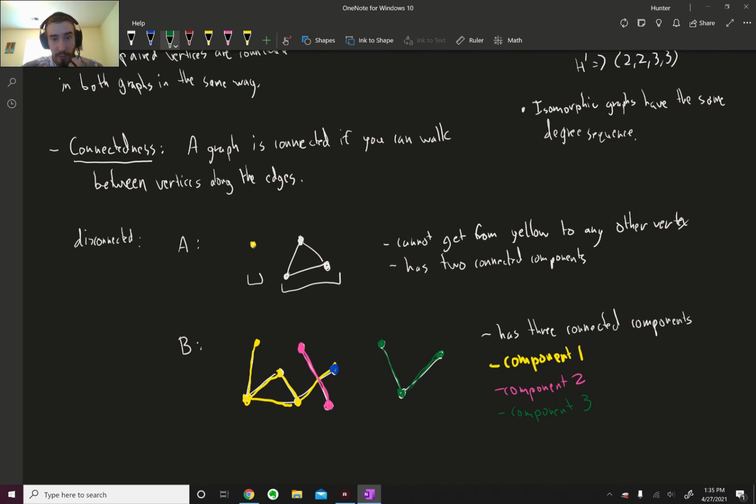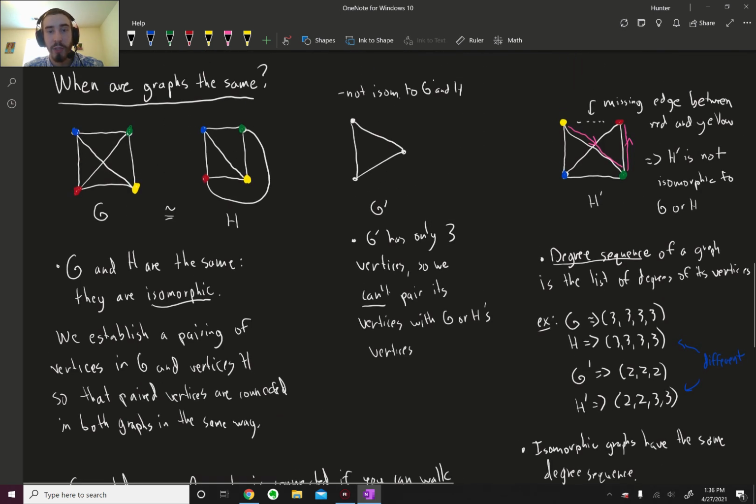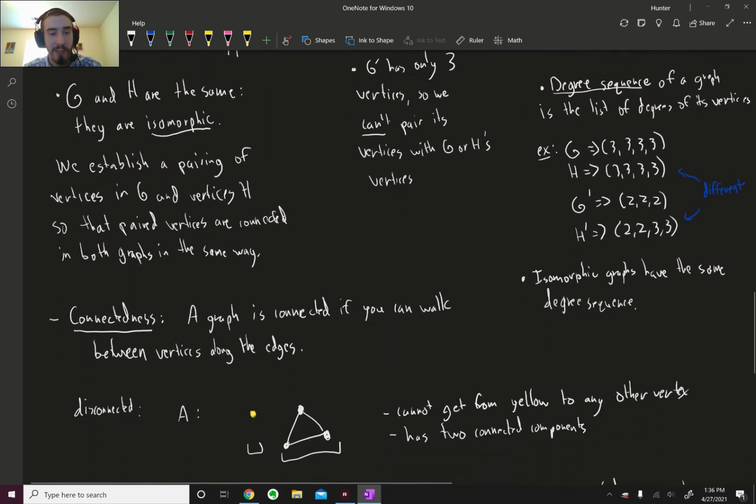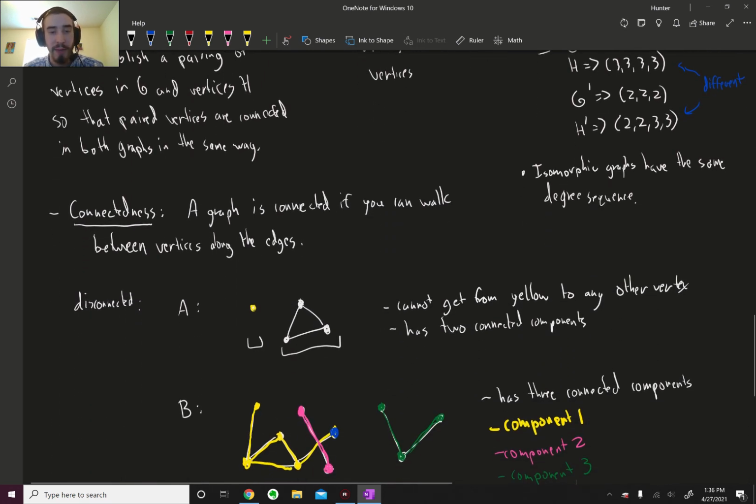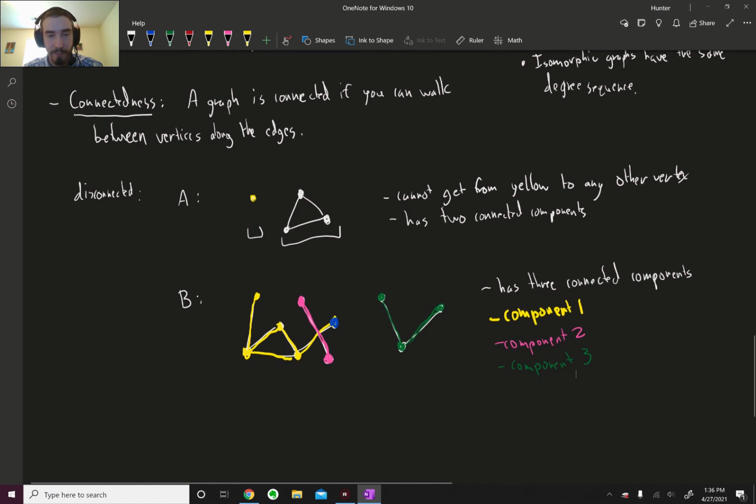And so connectedness can help us because we can see that if we've got graphs that are connected differently, for example, if one graph is disconnected with 2 components, say A, that has to be a different graph from one that is connected with a single component, like G or H or G prime or H prime. These all have only one connected component, so they must be different graphs from graph A. B has 3 components, so again, it must be different from all the other graphs we've looked at.